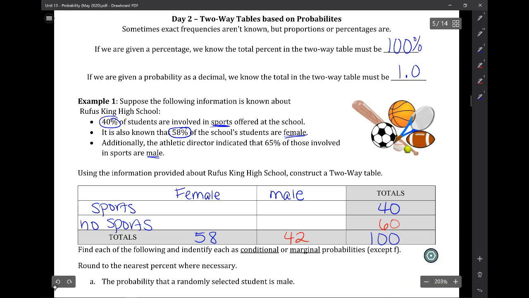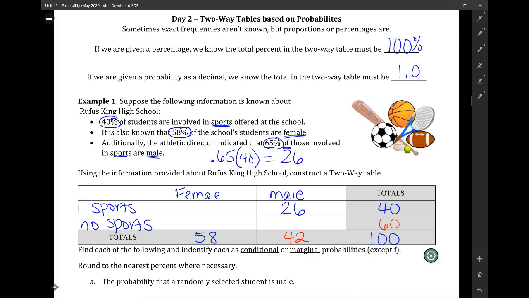All right, and then the last piece of information here says, additionally, the athletic director indicated that 65% of the students in sports are male. Please do not put a 65 in the box where male and sports come together. That would be more than the total percentage of sport players. What we need to do is find out what 65% of the 40% of students that play a sport is. So 65% of the 40, that tells me what percent are male. So 26% is a male sport player.